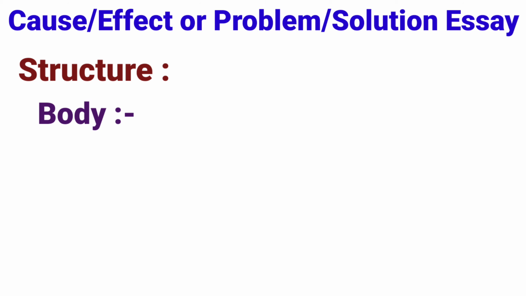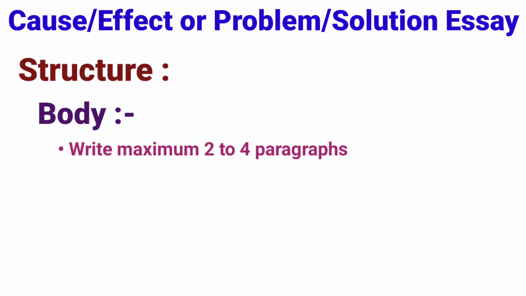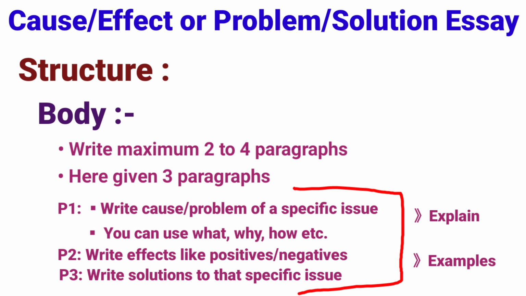Next, about body. Here write maximum 2 to 4 paragraphs. Here I am giving 3 paragraphs. In paragraph 1, write cause or problem of a specific issue. And here you can ask what, why, how, etc. and explain it with examples. In paragraph 2, write effects like positives and negatives and explain it with examples. In paragraph 3, you can write solution to that specific issue and explain it with examples.